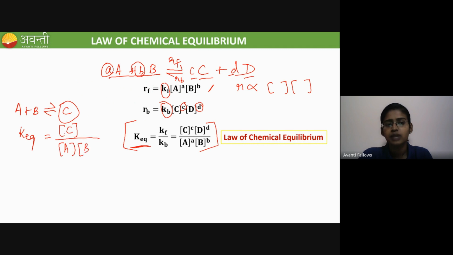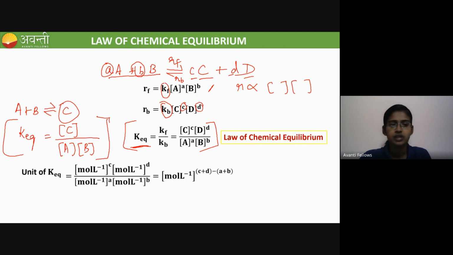Okay, product by reactant concentration will give us Keq. Keq is called the equilibrium constant, and this whole expression is called the law of chemical equilibrium. Now, if we have to see the unit of this Keq.